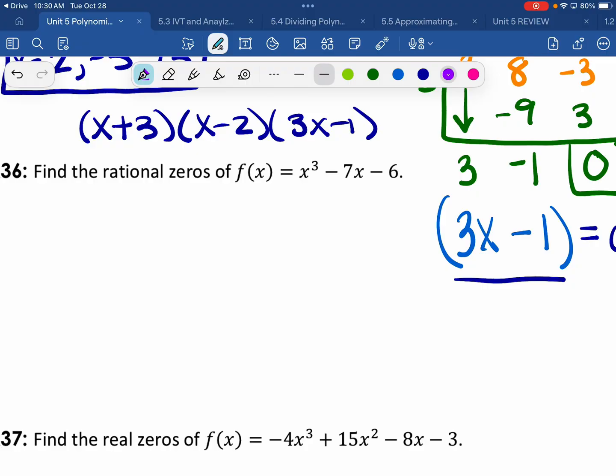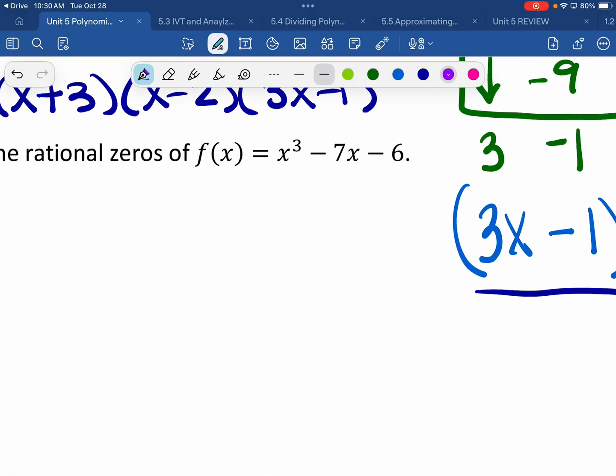Okay, so let's look at the next one. It says find all the rational zeros of this guy right here. So once again, we want to find the zeros. Now, it doesn't give me any starting numbers on this one like the previous problem. So this is where I need to come up with my list of possibilities. So what are the factors of this first guy? 1. What are the factors of 6? 1, 2, 3, and 6.